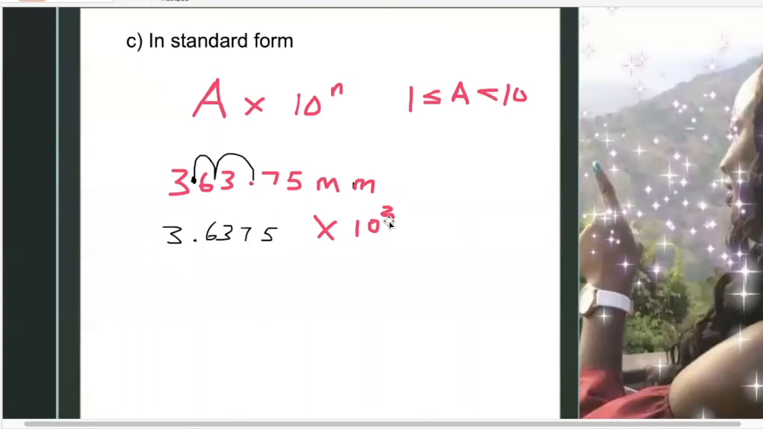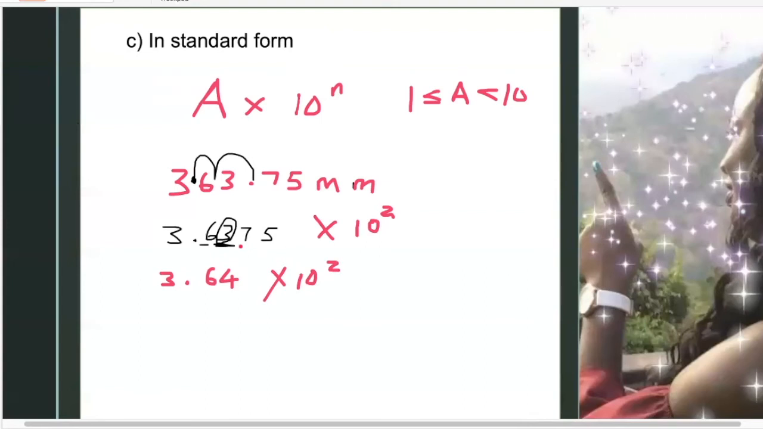or if we want to round it off to 2 decimal places, then we can do that. The 6 is the first decimal place, this is the second. So behind the 3 is a 7. So what will we have? We'll have 3.64, because we have to round up, times 10 to the 2.